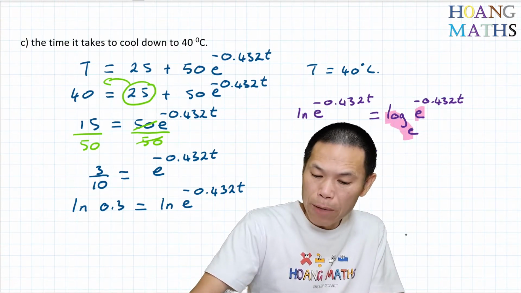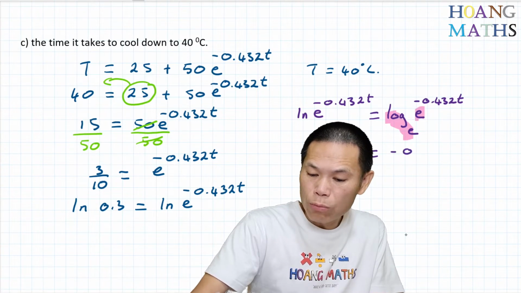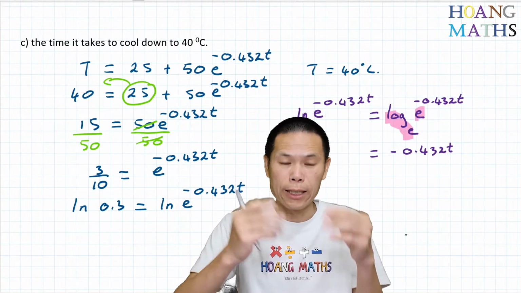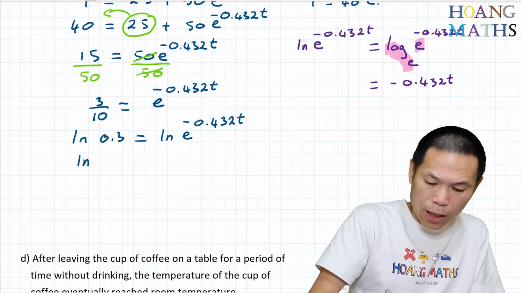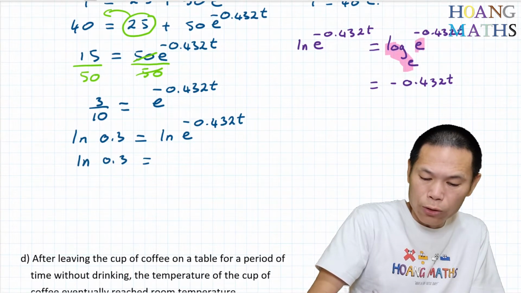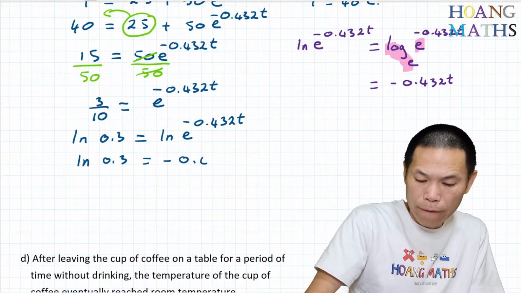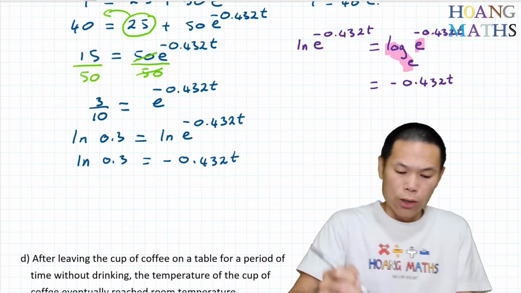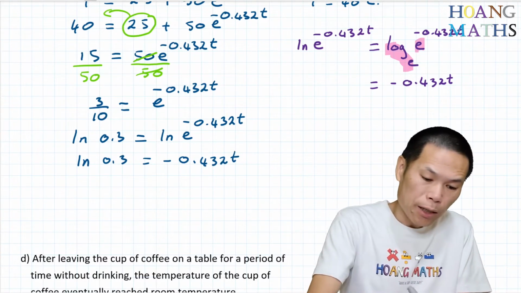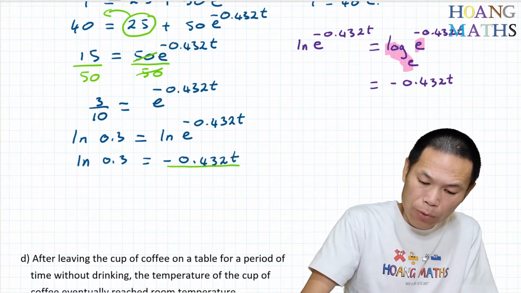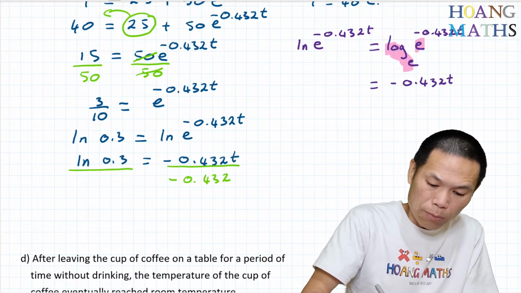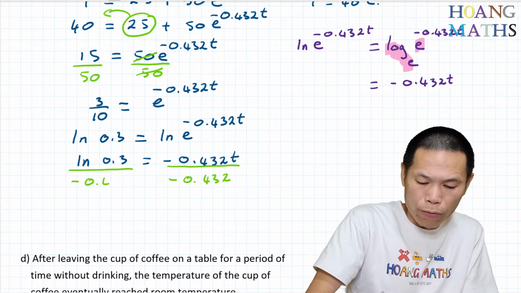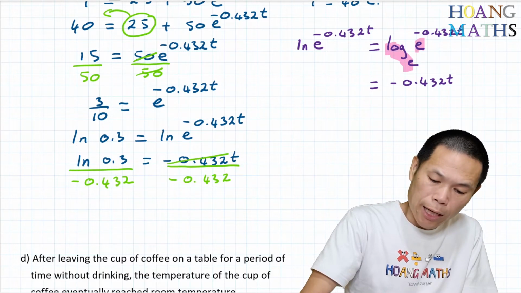So that is the same as negative 0.432 t. That's why I take log base e, okay? So now that will give me ln of 0.3 is equal to negative 0.432 t. So now what I do, I just divide both sides by this number here, negative 0.432 divided by negative 0.432. So this cancels out.